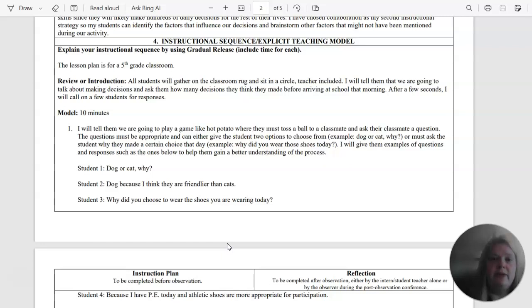I'll give them examples of questions and responses such as the ones I've included here to help them gain a better understanding of the process of this game.